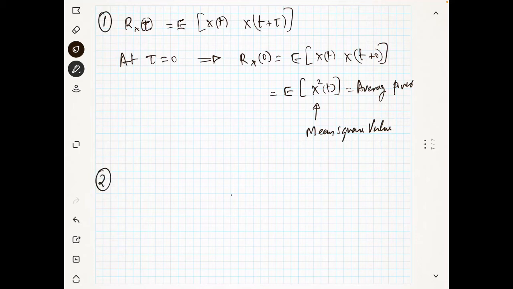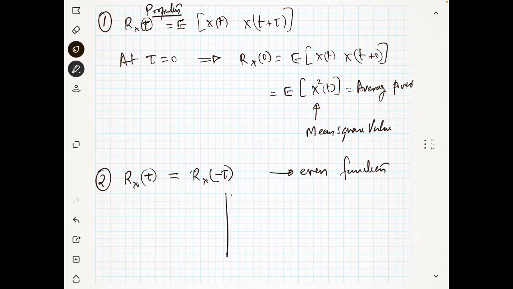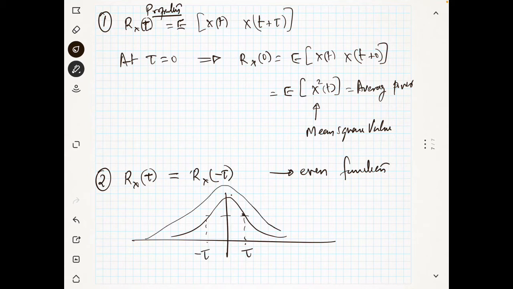Now I will put the heading properties. The second property is that Rx of tau will be the same as Rx of minus tau. So it is an even function. It will have a structure like this, maybe something like this. If you take some tau here, the value will be the same for minus tau also. Sometimes you can get a graph like this. If you take some tau 1 here, then it will have the same value at minus tau 1 also. So how can we prove it?